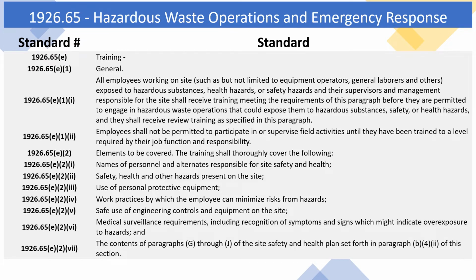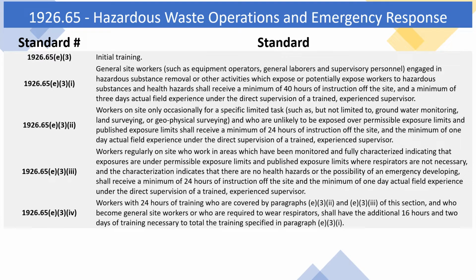1926.65 E2(7) The contents of paragraphs G through J of the Site Safety and Health Plan set forth in paragraph B(4)(2) of this section. 1926.65 E3 Initial training. 1926.65 E3(1) General site workers, such as equipment operators, general laborers, and supervisory personnel, engaged in hazardous substance removal or other activities which expose or potentially expose workers to hazardous substances and health hazards shall receive a minimum of 40 hours of instruction off the site, and a minimum of 3 days actual field experience under the direct supervision of a trained, experienced supervisor.